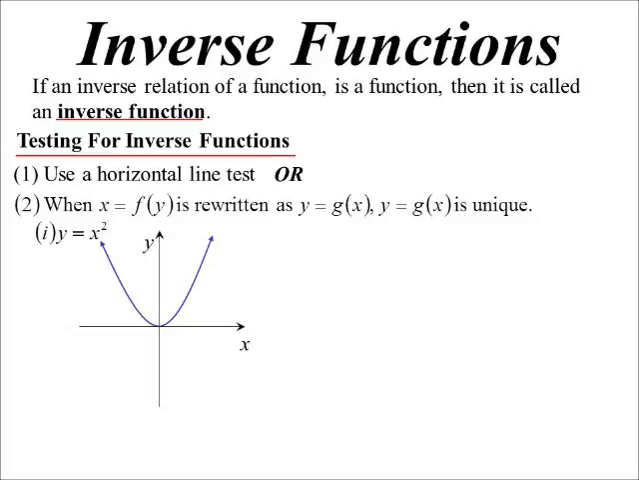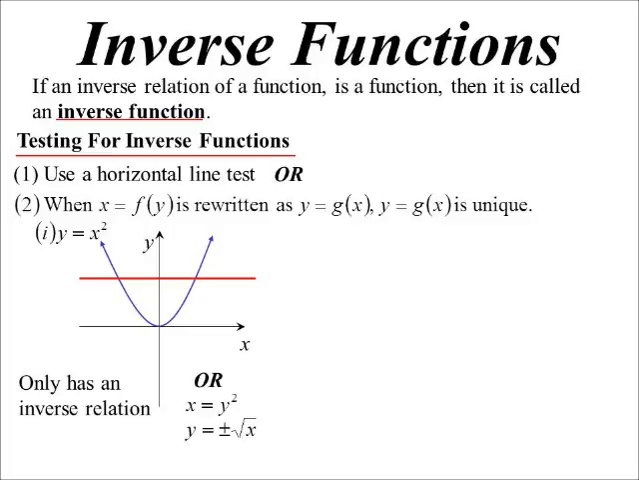So there's y equals x squared. Visually, the horizontal line test applied to it is going to fail. Draw it in there, no good. So it only has an inverse relation, it doesn't have an inverse function. Or, so this is what I mean with algebra, just using algebra. Swap the x and the y around. If I make y the subject of this, I get plus or minus root x. It's not unique, because it's plus or minus. So therefore, no good.